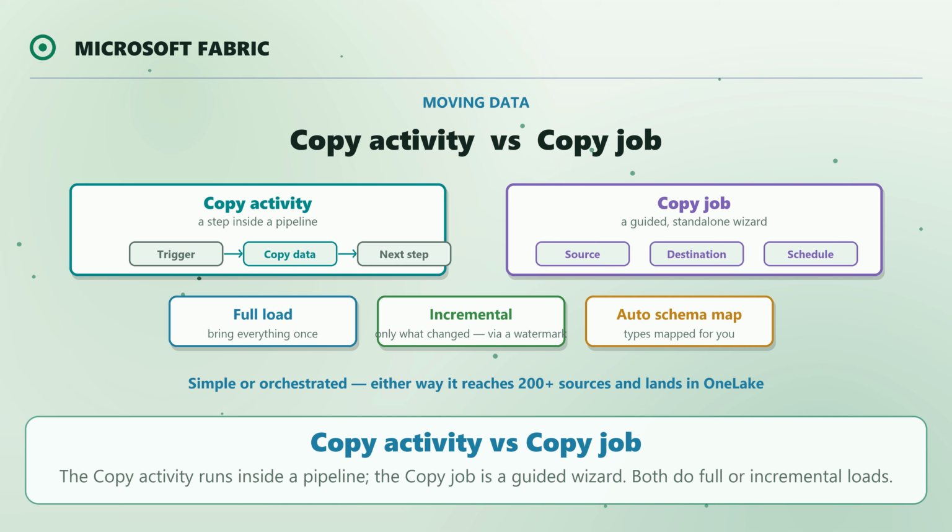Either way, you get the same power underneath. You can do a full load to bring everything across once, or an incremental load that moves only what changed since last time, using a watermark to remember where it left off. Both reach the same 200 plus connectors, and both map the schema and data types for you, so your source columns line up with the destination automatically instead of you writing mapping by hand. And the copy job even remembers your last watermark between runs. So, incremental just works. Simple or orchestrated, your call, and it all lands in OneLake.